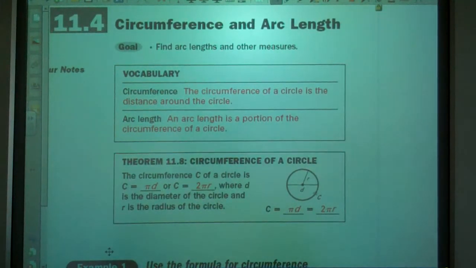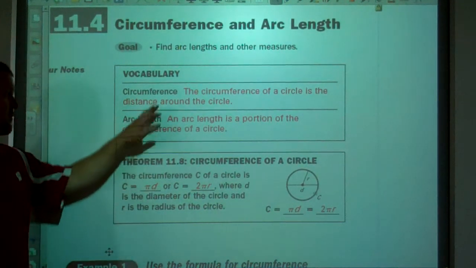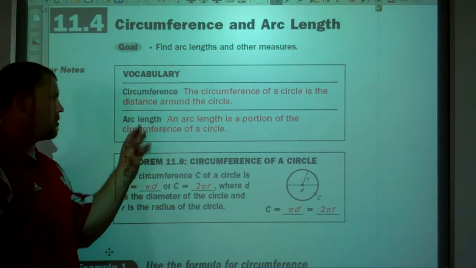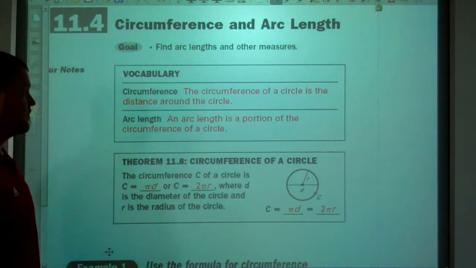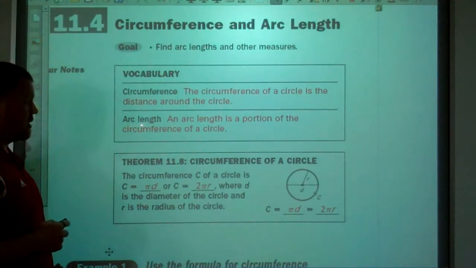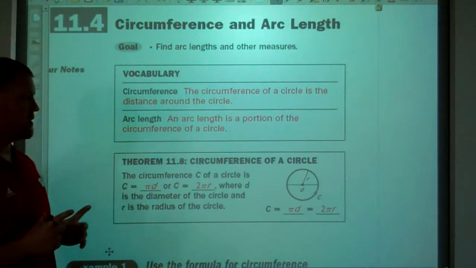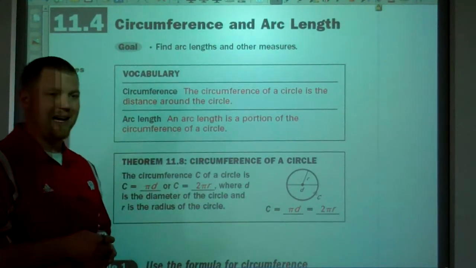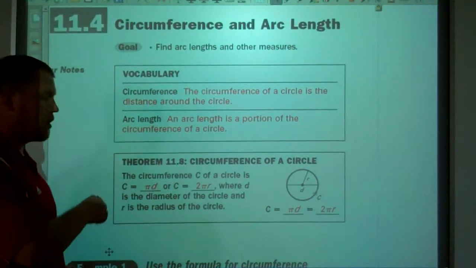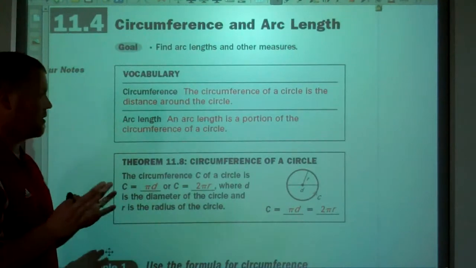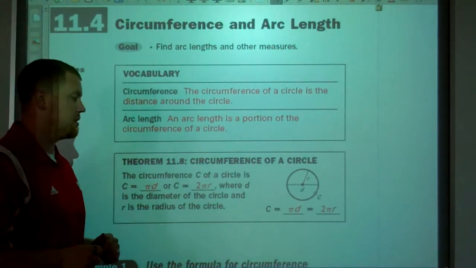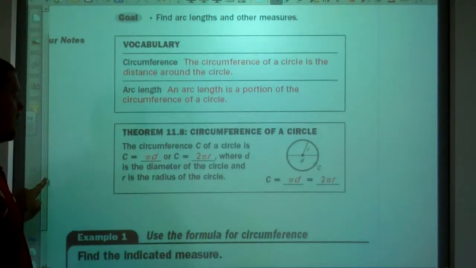Alright, today we're talking about circumference and arc length. Circumference you've used and seen before, that's the distance around a circle. Arc length is a portion of the circumference of a circle. So if you think of a piece of pizza, a piece of pie, it's the crust. The arc length is the length of the crust for your piece. Alright, that's what arc length is.